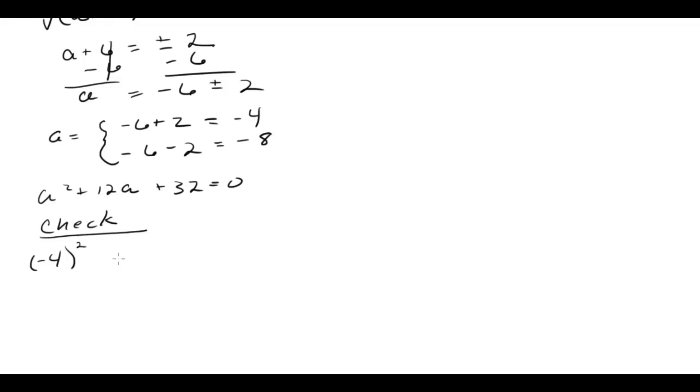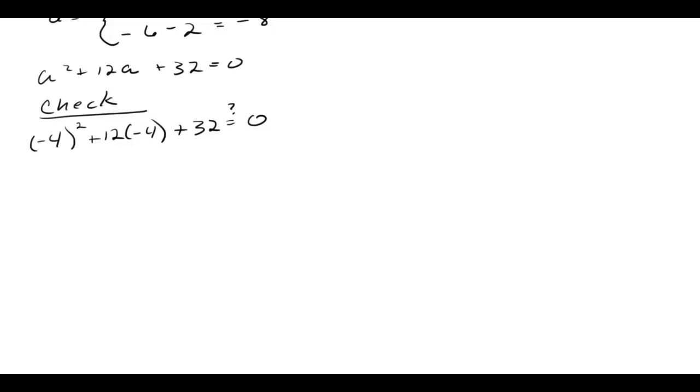So that's going to be minus 4 squared plus 12 times minus 4 plus 32. And the question is, if I do that arithmetic, will I get 0? Well, let's see. Minus 4 squared is 16. Oops, plus times a minus is not a plus, it's a minus. 12 times minus 4. Well, 4 times 2, that's 8. 4 times 1 is 4. Plus 32. Does that equal 0?